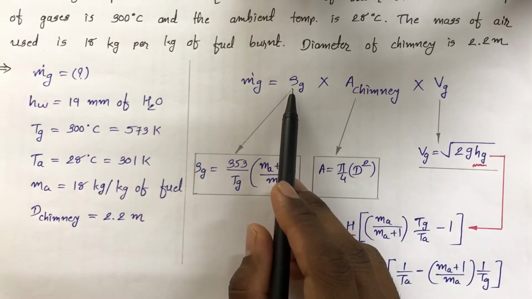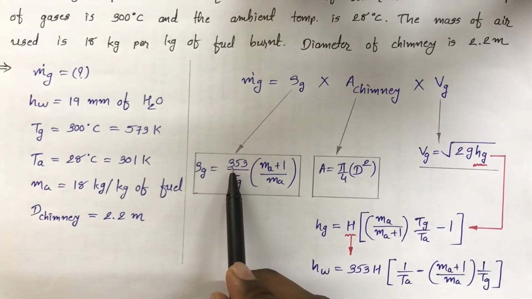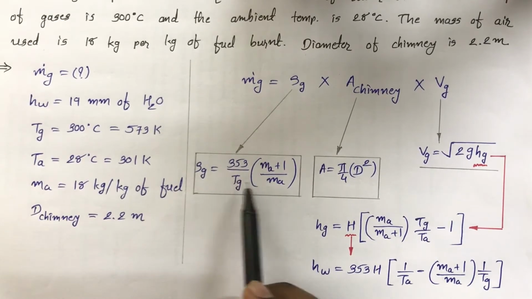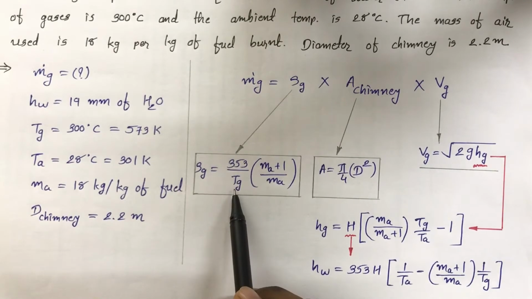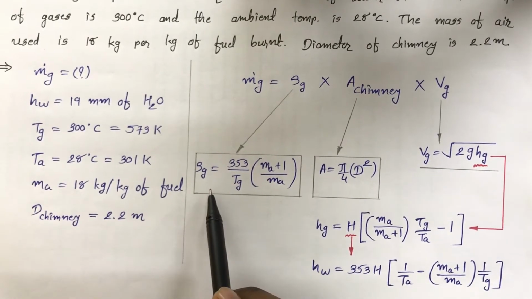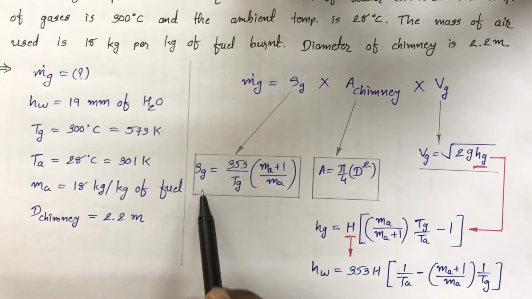In this equation, rho G you have to calculate first. Rho G is equal to 353 by Tg, Ma plus 1 by Ma. Here Ma and Tg both values are given. So you can easily find rho G, density of flue gases.